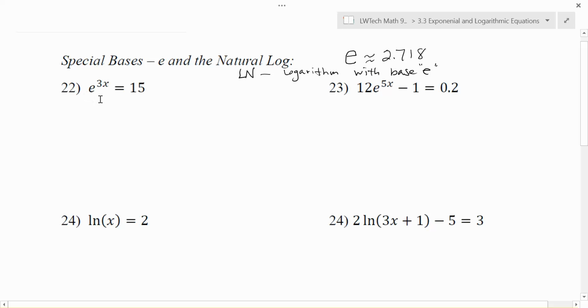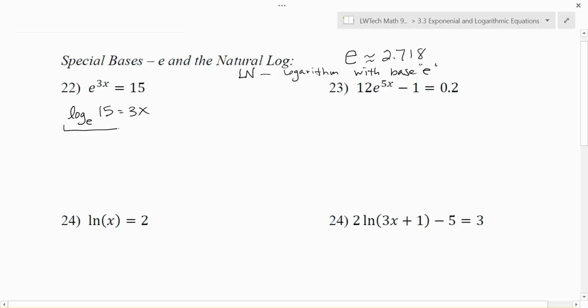So let's take a look at problem 22 here. Here we have e to the 3x equals 15. X is in the exponent. I need to get it by itself. The only way to get it out of the exponent is by switching it to logarithmic form. I have a base, a power, and a number, so I'm ready to go. And if I switch to log form, we have log base e, zigzag over to pick up the 15, is equal to my exponent, which was 3x.